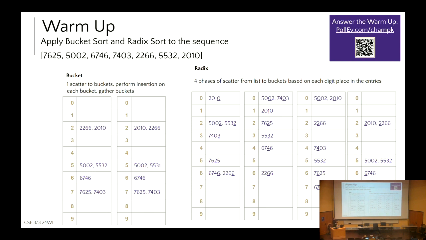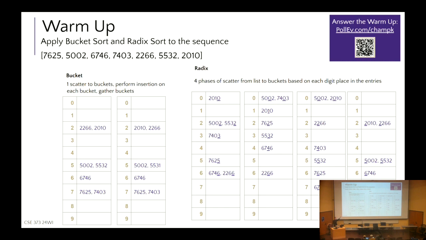Can anyone tell me what is the worst case runtime of radix sort after all of these things? Yeah, it's linear, which is amazing. That's better than we could do with any of the other comparison sorts. So that is why radix, if you have something that has inherent sorted order, is the best we can do.